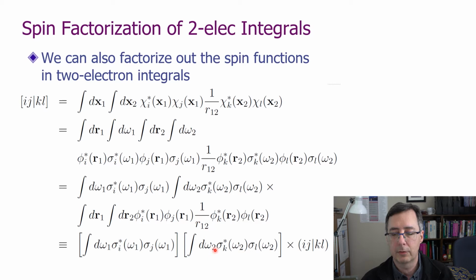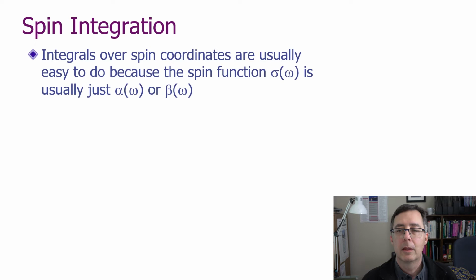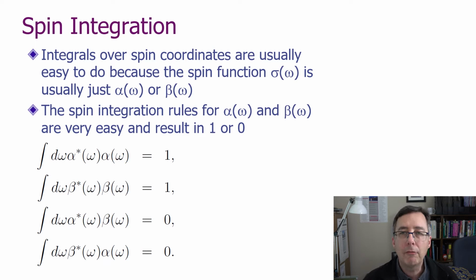Okay, so how do I do these spin integrals? Well, it turns out it's the easiest thing in the world. Sigma is, unless you're doing something elaborate and unusual, it's just an alpha spin function or a beta spin function. And these have very simple rules. They evaluate to 0 or 1. And here they are. Alpha times an alpha gives me 1. Beta times a beta gives me 1. Any mixed one, alpha with beta, gives me 0.